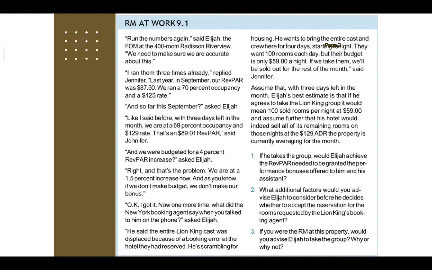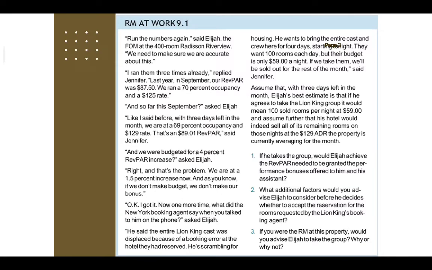"Okay, I got it. Now one more time. What did the New York booking agent say when you talked to him on the phone?" asked Elijah. "He said the entire Lion King cast was displaced because of a booking error at the hotel they had reserved. He's scrambling for housing."